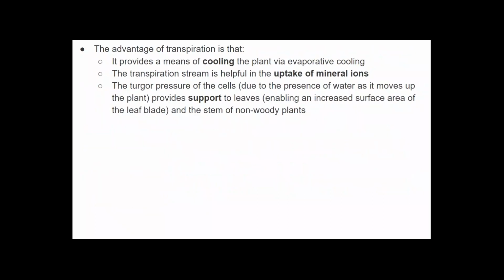And the advantage of transpiration is that it provides a means of cooling the plant via evaporative cooling. And the transpiration stream is helpful in the uptake of mineral ions. And the turgor pressure of the cells, due to the presence of water that moves up the plant, provides support for leaves, increasing the surface area of the leaf blade. So keeping a leaf turgid helps the plant to photosynthesize.